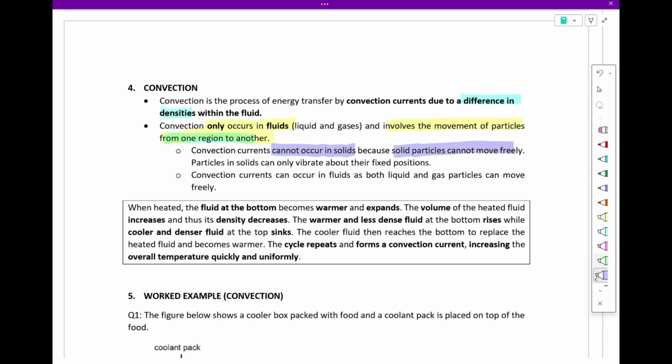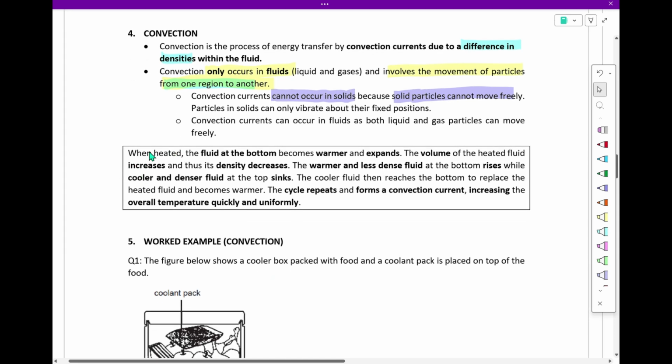Okay, so what happens is, typically when you have this, you can actually chop it up or break it up into different parts. Number one, fluids will first gain heat, become warmer and expand, right? You can actually write near the heat source. Near the heat source, near the heater, near whatever that you have. Volume increase, density decrease. Okay, then warmer, less dense rise, cooler sink, and then this part here.